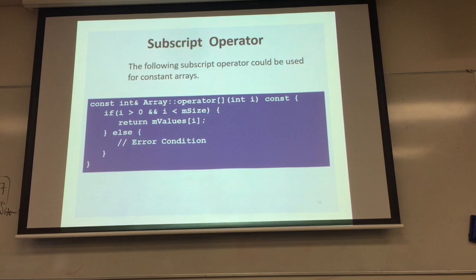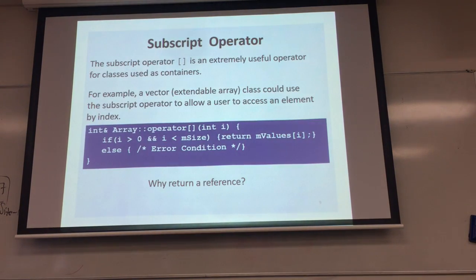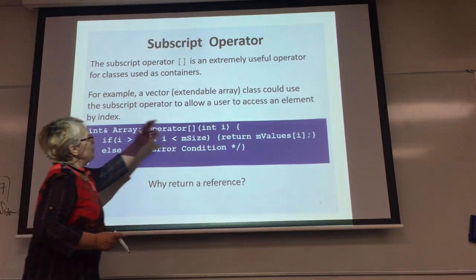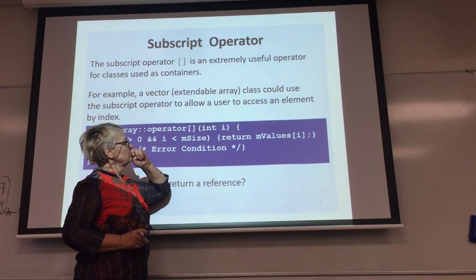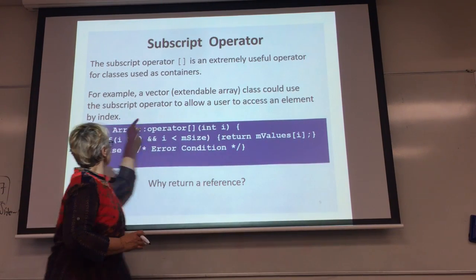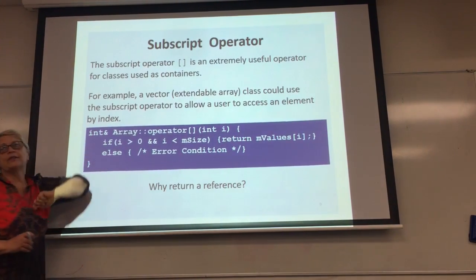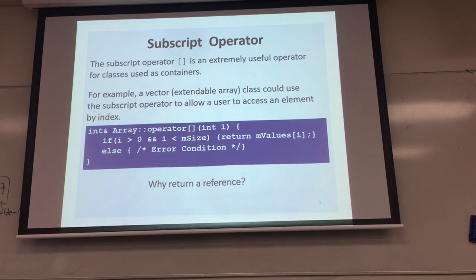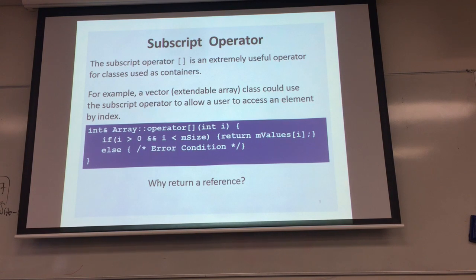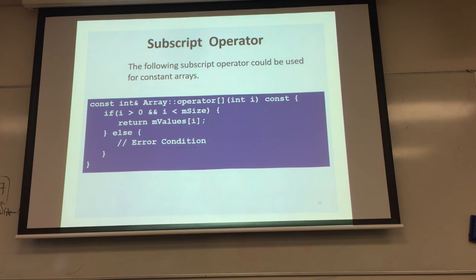Now, if you have a constant array, it's a different story. With a constant array, be aware that this operator doesn't work, because with this, you change the value of the element, which is not allowed when you have a constant array. Therefore, just in that case, for constant correctness, you have to make your operator constant.